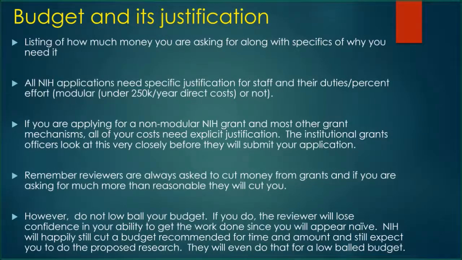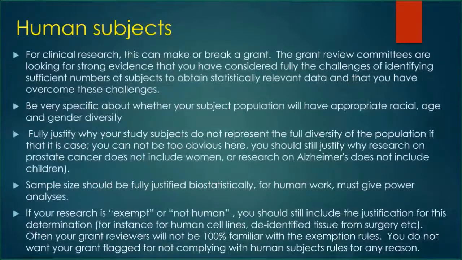Okay. All right. So human subjects. The majority of the people on this call seem to be doing human subjects research. And this is a case where you can have a wonderful application, and if you don't do the human subject sections correctly, you won't get funded. The grant review committees read human subject sections really carefully. They're looking for evidence that you fully considered the challenges of getting a sufficient number of patients who are willing to consent. They're going to want to see very closely that you have looked at power analysis and whether you're going to be studying enough people to get statistically relevant data.